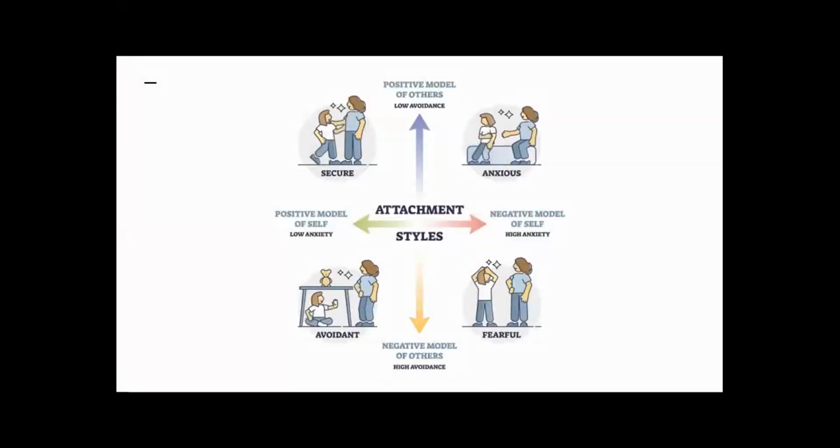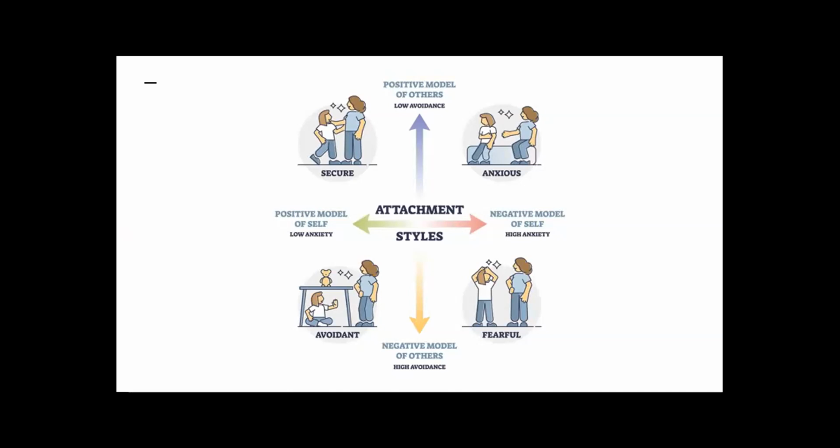So styles of attachment, as we can see, we can describe in two axes. Axis number one is how we perceive others, and axis number two is how we perceive self. If a child has a positive model of self and a positive model of others, it means that the child does not have anxiety and does not avoid someone, so he's secure in forming relationships.